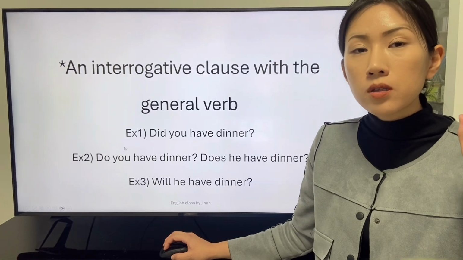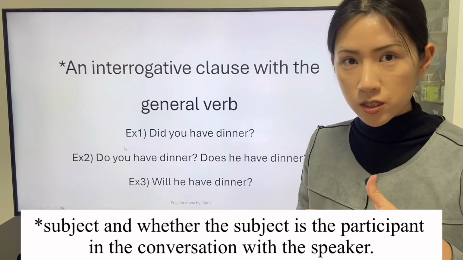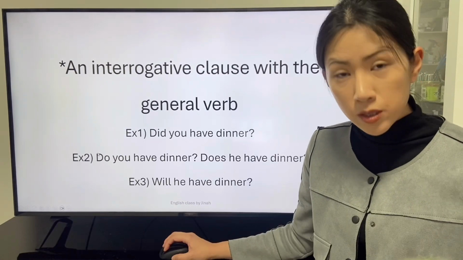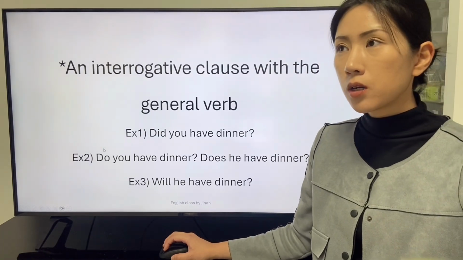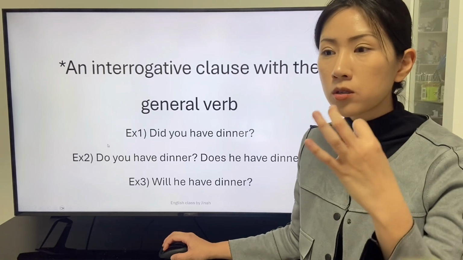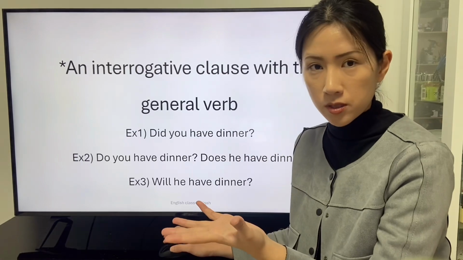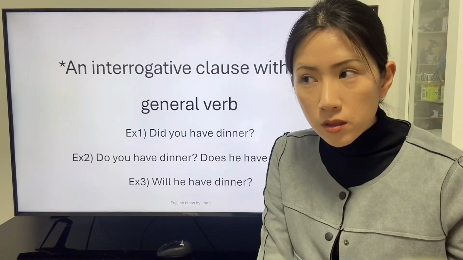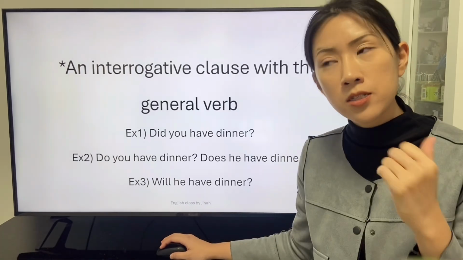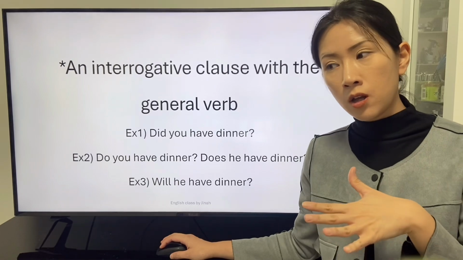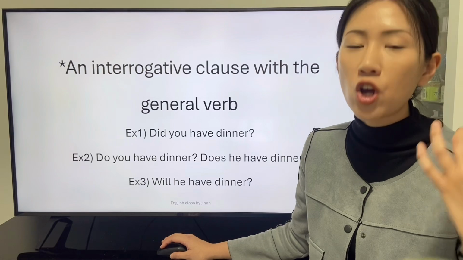Plus, the listeners can recognize the number of the subject. The interrogative clause that starts with the modal verb do is about the plural subject or the participant in the conversation. The listeners can recognize that the interrogative clause is about a non-participant in the conversation with the modal verb does.